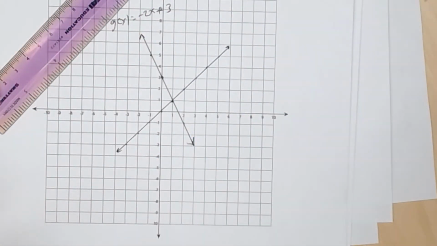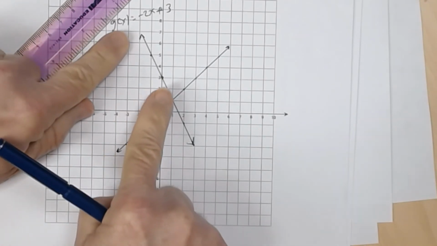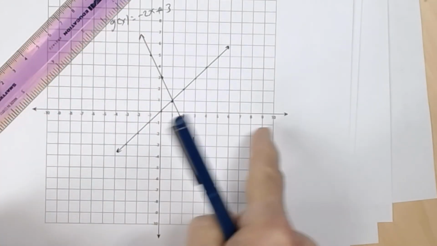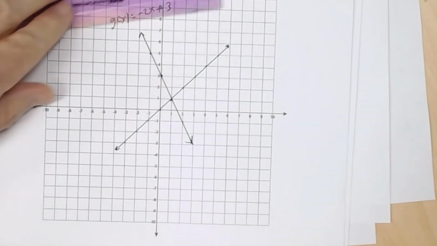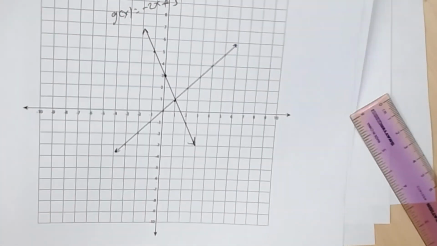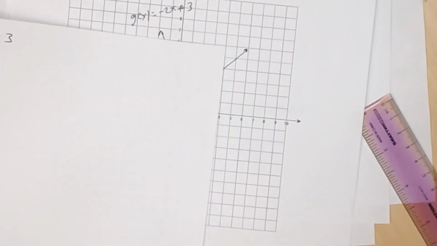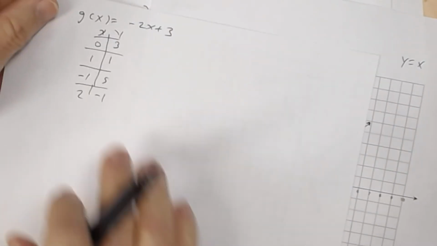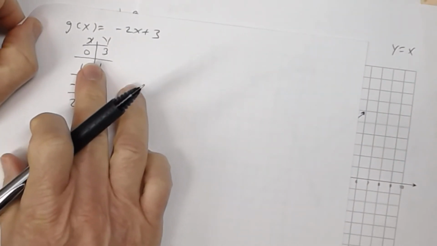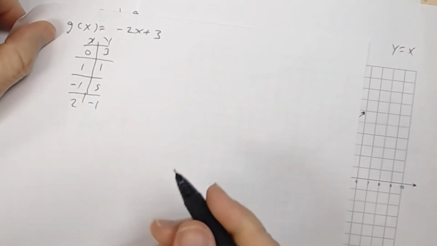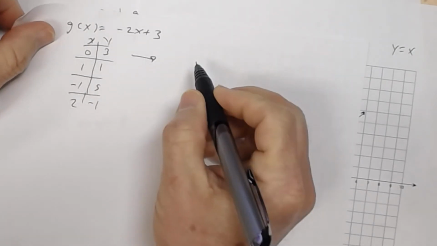So that's my line of symmetry. So g of x, when I graph the inverse, is going to be symmetrical about that line. And basically all you do is this. Think about what we just discussed. If you know that 0, 3 is on g of x, then what point is on the inverse?